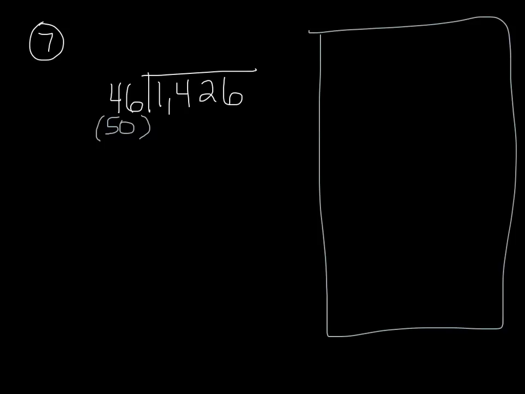I can test out my ideas. So my thinking number is 50. Well, 1,000 groups of 50 is 50,000, no dice. 100 groups of 50 is 5,000, no dice. Well, 10 groups of 50 is 500. So I can do that. 20 groups of 50 is 1,000. 30 groups of 50 is 1,500. So that goes a little bit over.